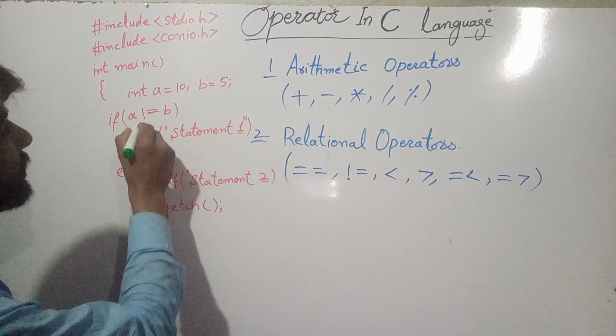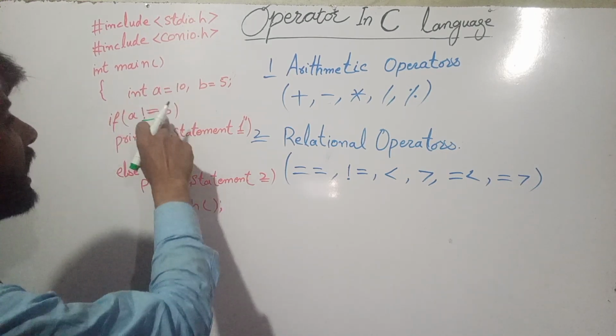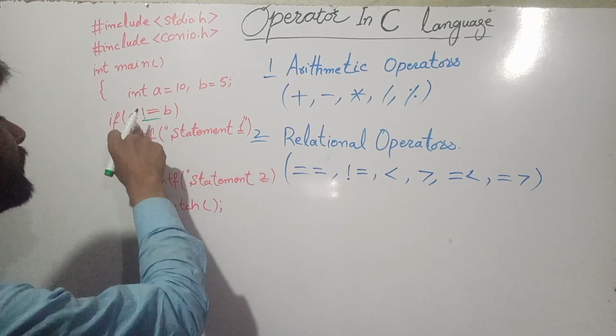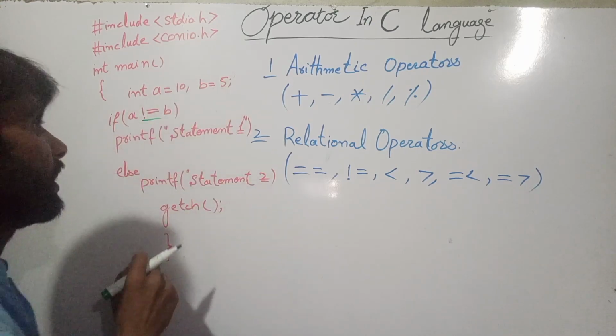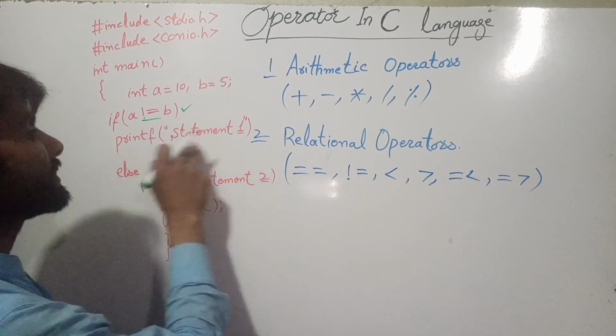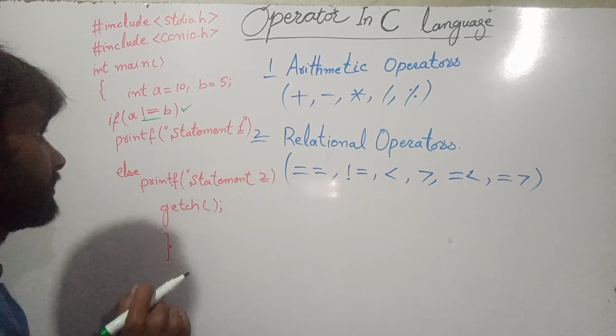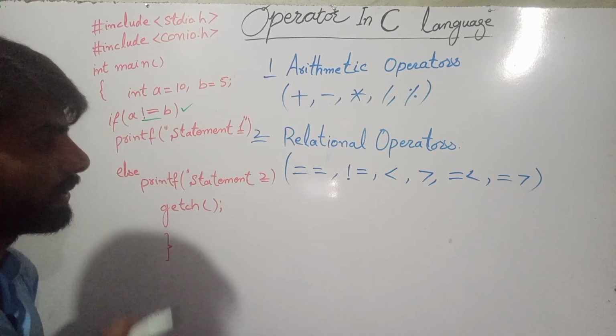The not equal operator means that a is 10 and b is 5. 10 is not equal to 5, right? This is the true condition, so now this statement will be executed and the else statement will be skipped. This is the working of the not equal operator.